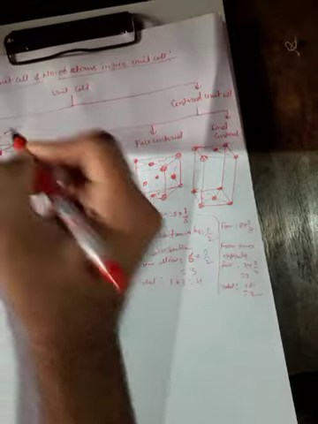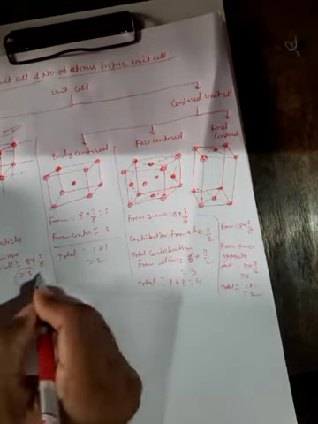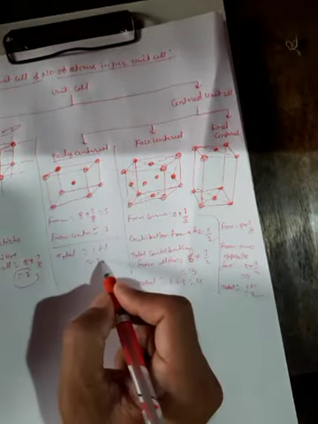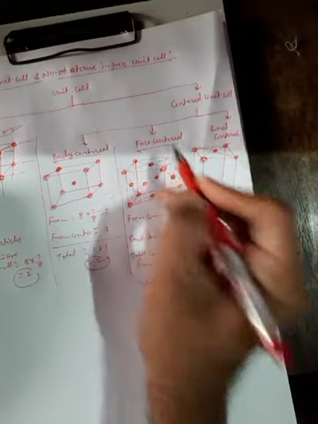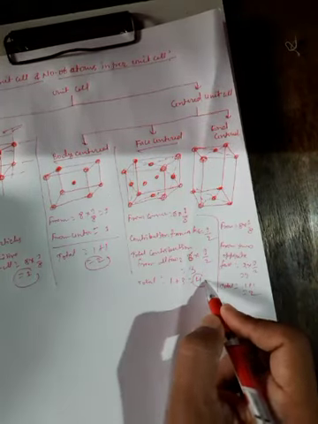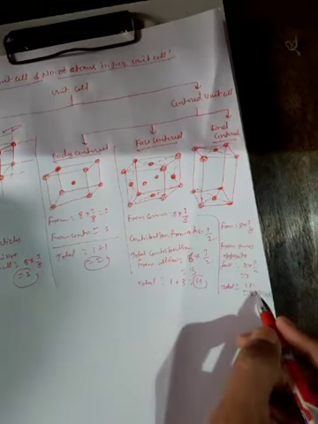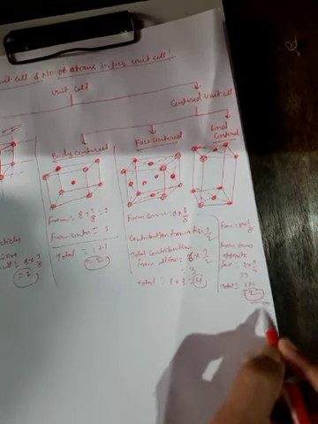In primitive, the total number of particles is equal to 1. In body centered, the total number of particles will become 2. In face centered, the total number of particles will become 4. In end centered, the total number of particles will become 2.